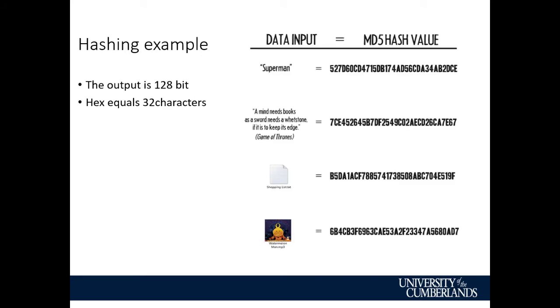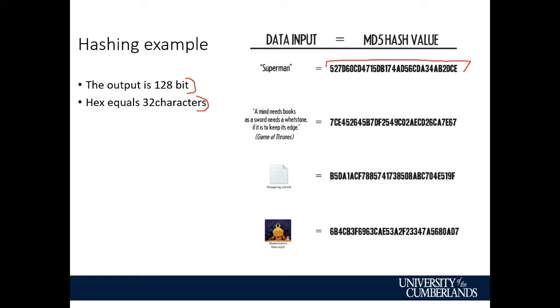So let's take a look at the hashing examples. In this case, we're looking at the output right over here: 128-bit, and in hex that equals 32 characters. If all we're going to output is the word Superman, which is right here, this is the output. If we take Superman and convert it, this is an MD5 hash value. As you see, it's 32 characters in length.